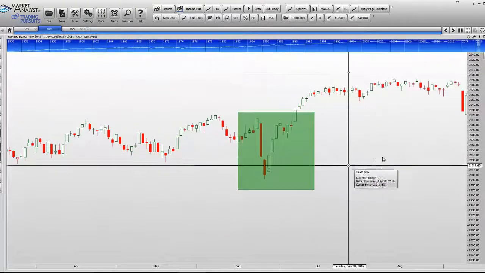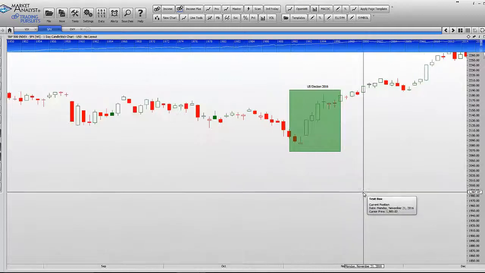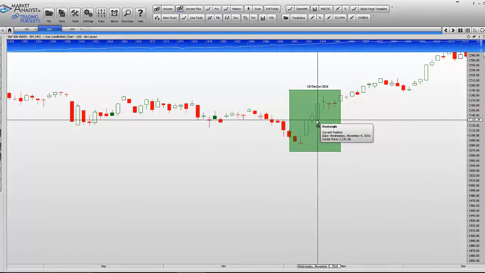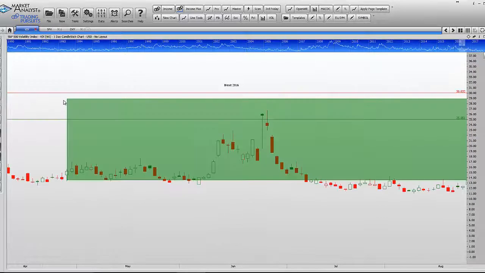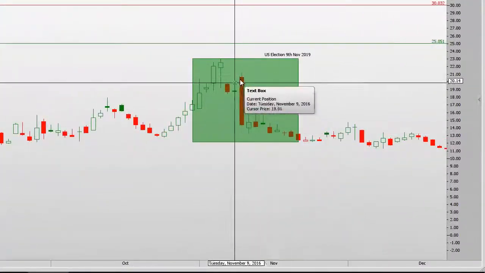I'll give you another example. If we scroll up to the election of 2016, if you recall how much uncertainty and how much fear was in the market prior to the election or leading up to the election, there was a lot of negative media hype. But on the day of the election, November 9 of 2016, we saw this massive push up in the market. And if we go back to the VIX, we'll see a massive drop in the volatility. There's the US election there.